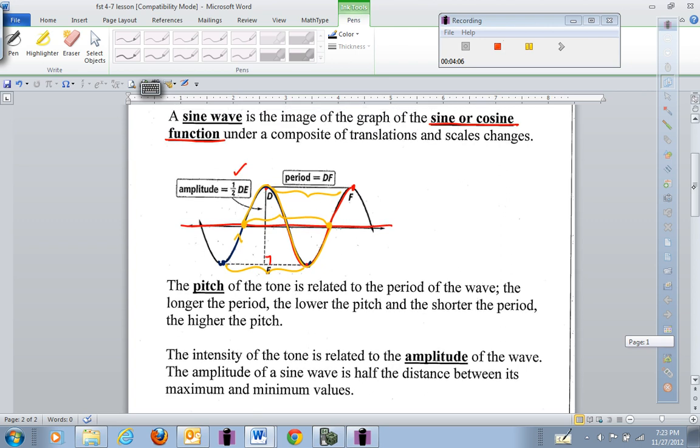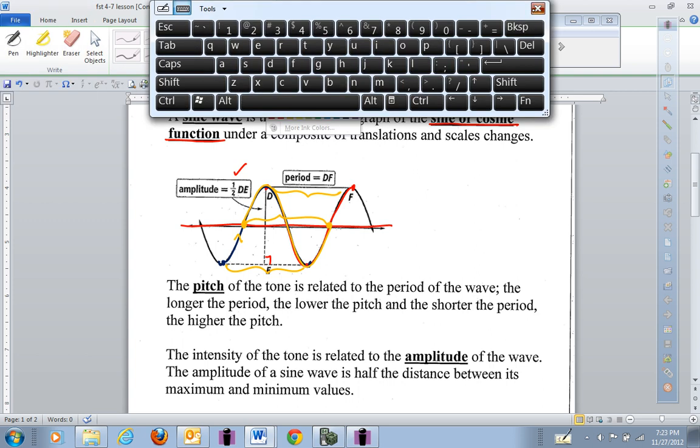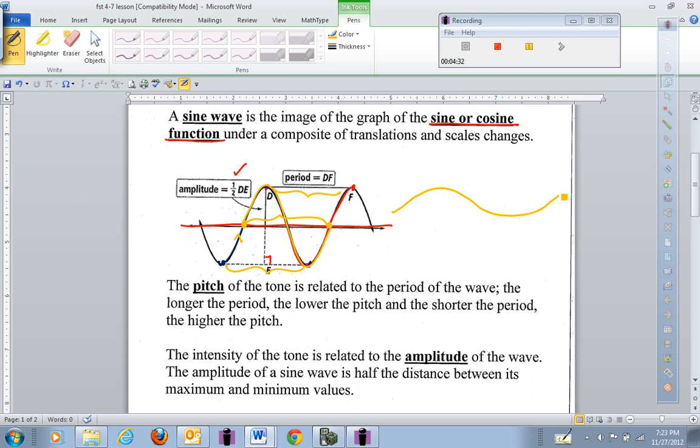When we talk about sine waves, the pitch of the tone is related to the period of the wave. The longer the period, the lower the pitch, and the shorter the period, the higher the pitch. If I extend this way out and make a really long period out of it, so from max to min back to max is a really long distance, then I'm going to get a lower tone. If I make it cycle really short, so the distance from max to max or min to min is really short, then I'm going to get a higher pitch.